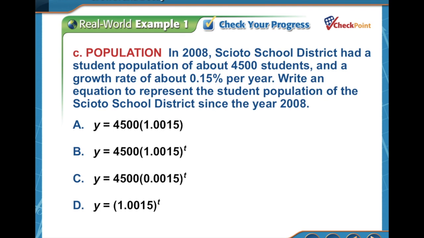Great. So one more type of problem that looks like that. So the idea for this one is just to write our equation. So again, don't worry about the words. We'll just talk about it real quick. So in the year 2008, Scioto School District had a student population of about 4,500, a growth rate of 0.15% per year, and now we want to write an equation to represent the population in any year since 2008.